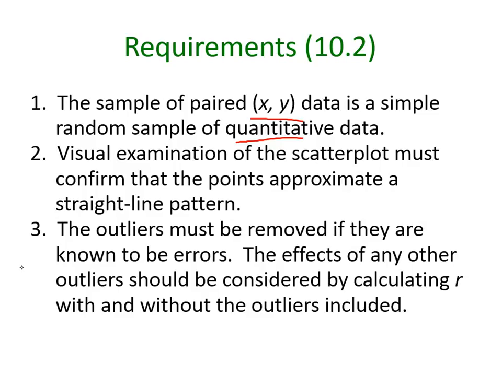The outliers must be removed if they are known to be errors. The effects of any outliers should be considered by calculating r with and without the outliers included. Those outliers, those extreme points, can really have a strong impact on our data. And I forgot what the name of those are. When they're an outlier and they're on the extremes, they've got a special name, and I've forgotten what that is.